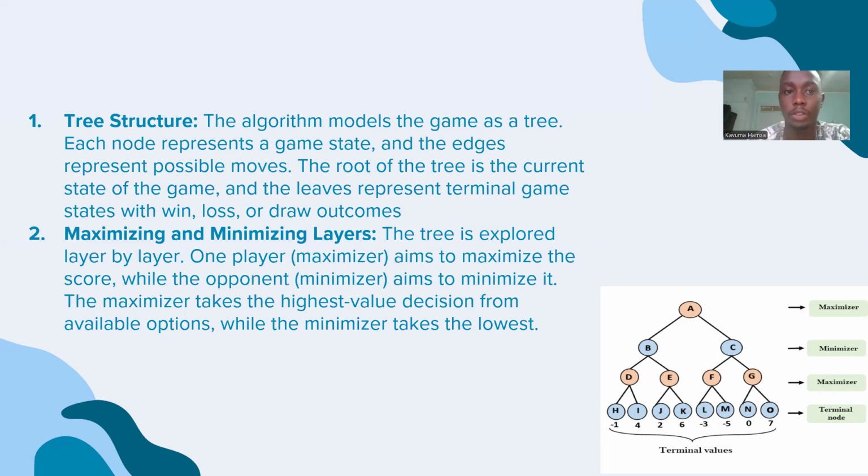The primary goal of the algorithm is to minimize the possible loss for a worst case scenario. And here is how it works. It has a tree structure. The algorithm models the game as a tree. Each node represents a game state and the edges represent possible moves. Then there are maximizing and minimizing layers, as I talked about earlier. The tree is explored layer by layer. One player maximizes and the other opponent aims to minimize it.